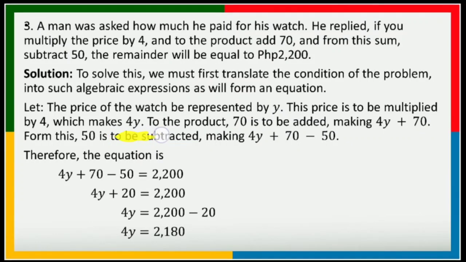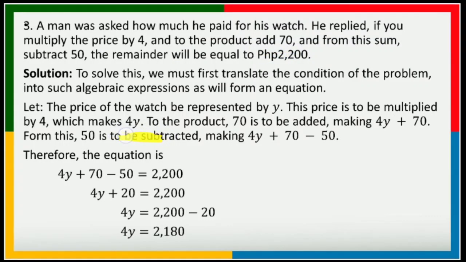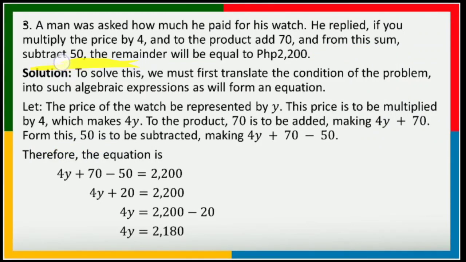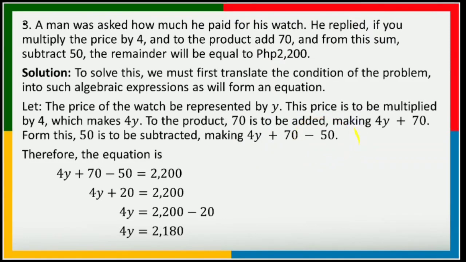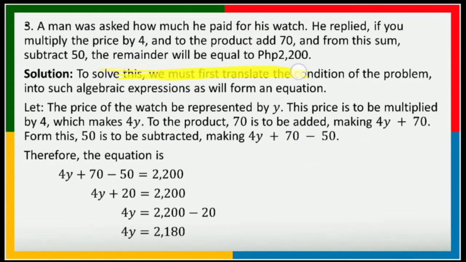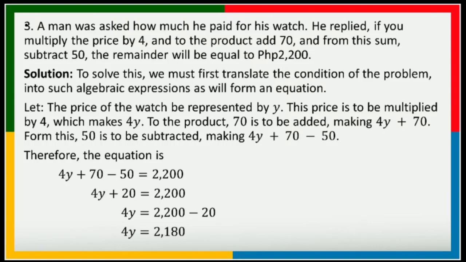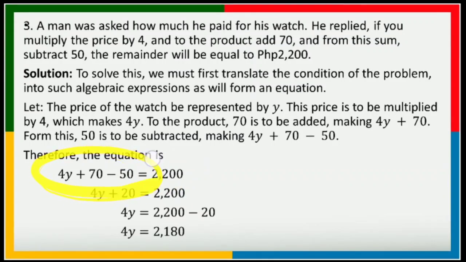Then, it says that to the product, add 70. So, from this 4y, we have to add 70. That's why we have 4y plus 70. From this, subtract 50. Therefore, we will have 4y plus 70 minus 50. And the remainder, or the remaining money, will be equal to 2,200. In that case, we have to equate it to 2,200. So 4y plus 70 minus 50 is equal to 2,200.